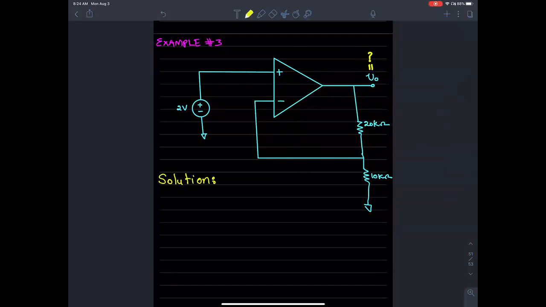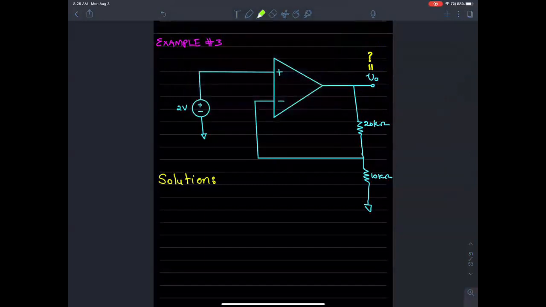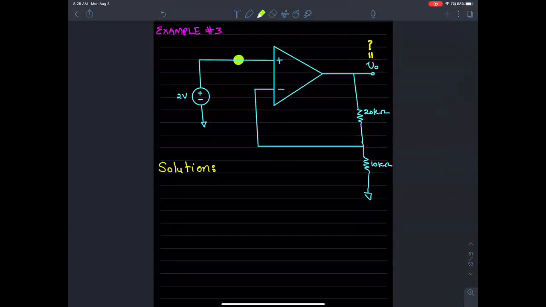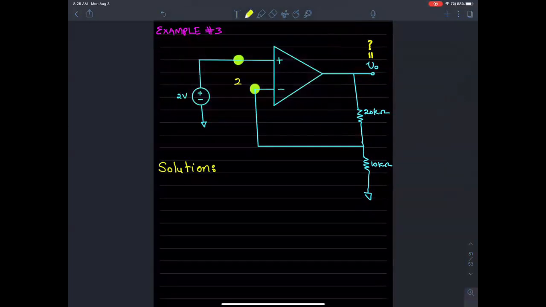Oh, we start with rule 1, the virtual short. So whatever voltage is on the positive terminal shows up the same on the negative terminal. Yes, so this is going to be 2 volts as well. Meaning that the voltage right at this node, which I'm going to call Vn, is going to be 2 volts as well.